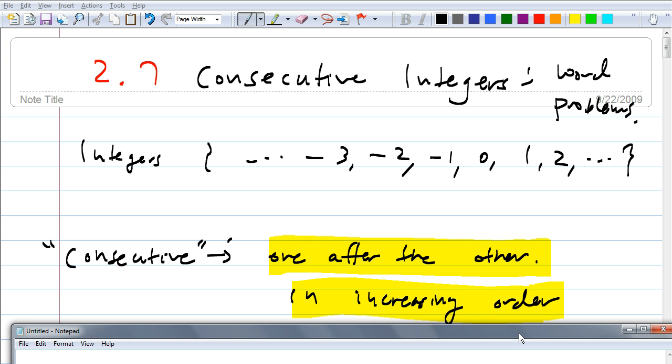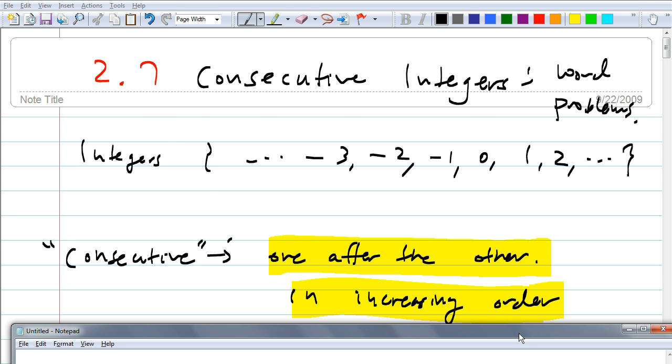Nothing hard. Yes, sir? But it says increasing order. Right. If it's like -1, -2, -3. Very good question. Would -1, -2, -3 be in consecutive integer order? No. If you want to say it that way, it should be -3, -2, -1. So it has to be in increasing order. Very good. Any other questions? Those are good questions. Okay, let's move on then.